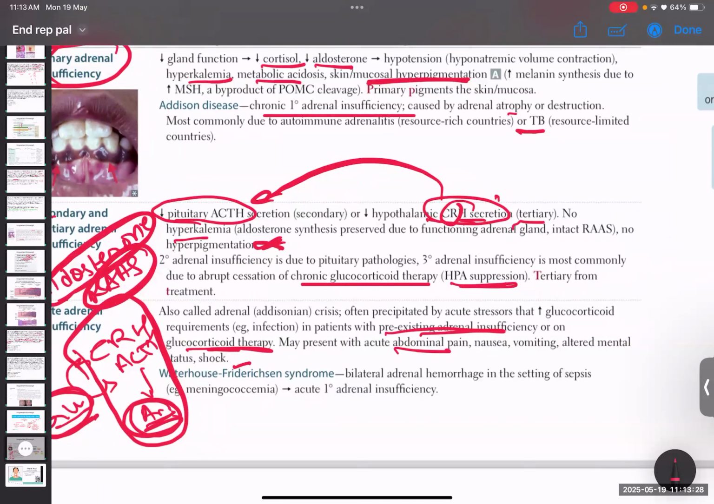And Waterhouse-Friderichsen syndrome is seen in the setting of Neisseria meningitis, which is basically bilateral adrenal hemorrhage in the setting of sepsis.